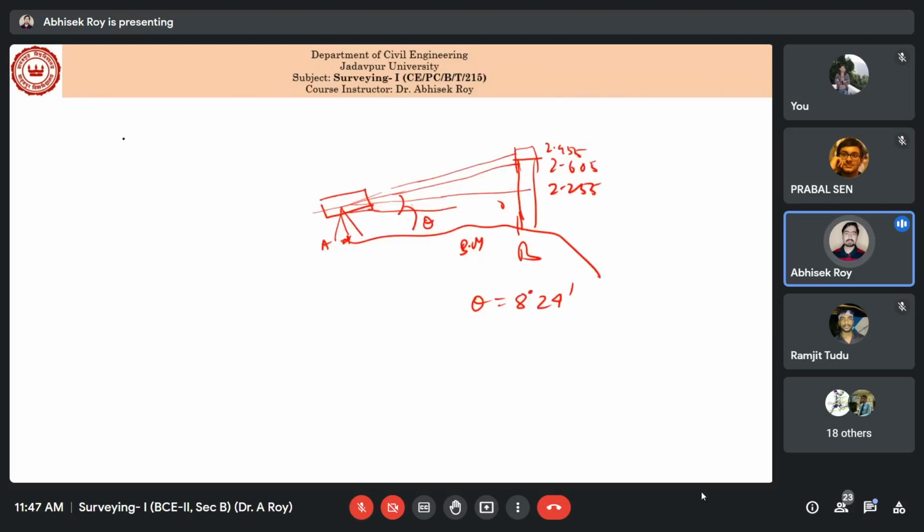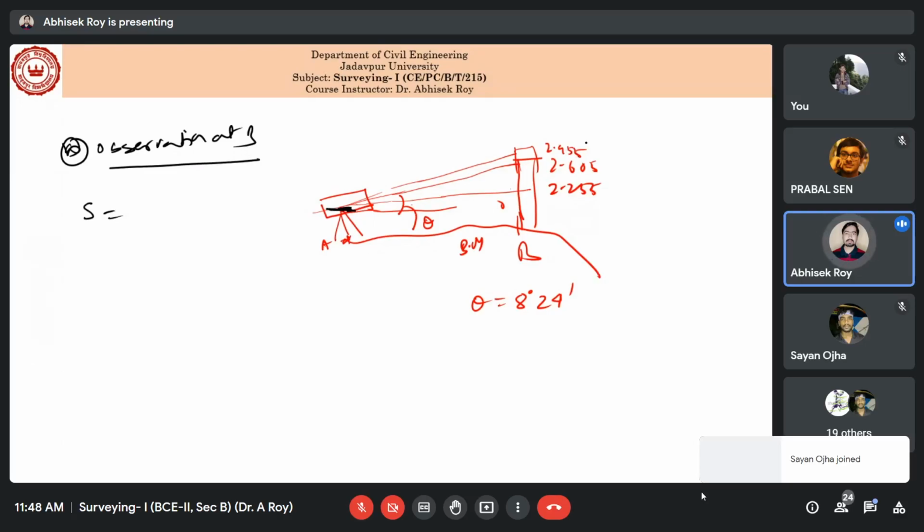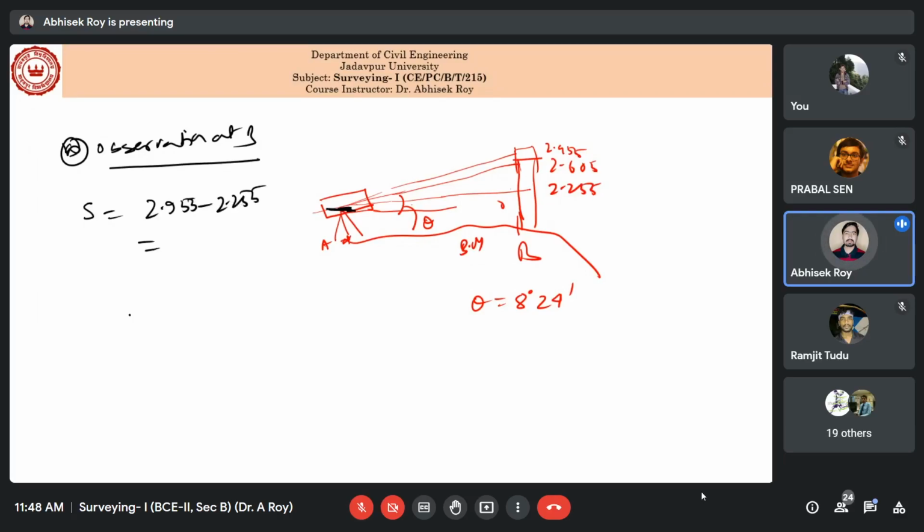Now we will do observation at B. So now the height of the instrument is fixed. Now observation at B. Calculate the S first. S will be how much? We know that it is 2.955 minus 2.255. So calculate the S. You know the theta, that is 8 degree 24 minute.